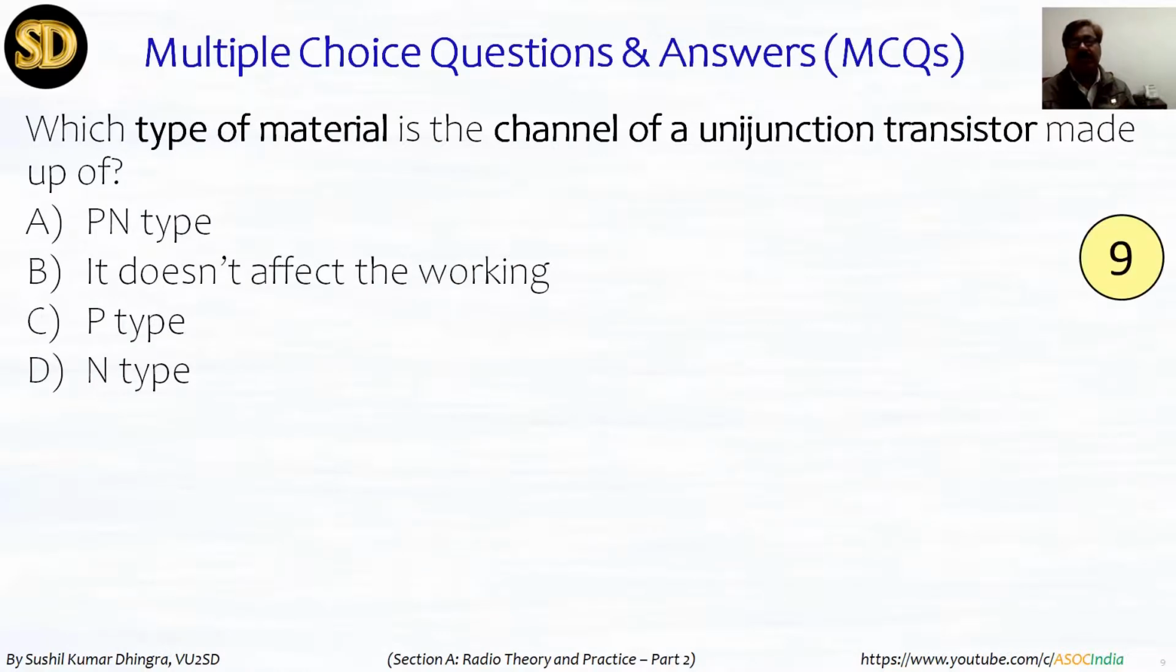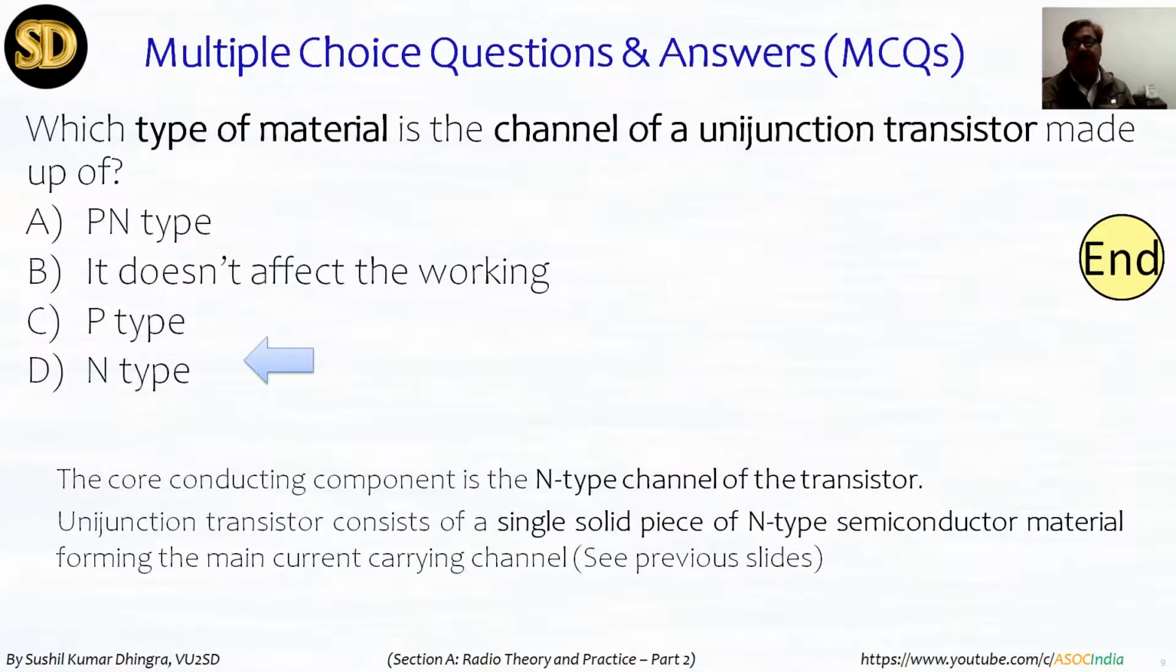Which type of material is the channel of a unijunction transistor made of? PN type, it does not affect the working, P type, N type. Time up. N type. Again I am saying, remember the bar is an N-type channel.